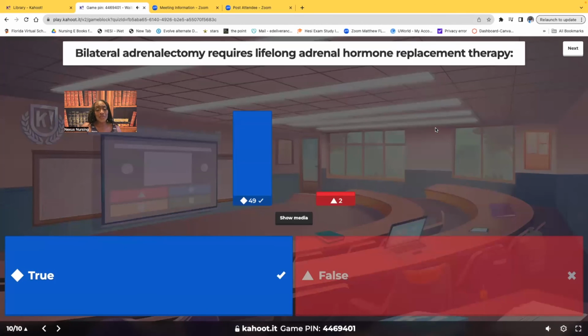Very good. True. If you have a bilateral adrenalectomy, both of your adrenal glands have been removed. How are you going to get your adrenal hormones? They've been removed. You're going to have to get an exogenous source. You're going to have to get an outside source, or you're not going to survive very long, right? So a patient who's had both of the adrenal glands removed is going to need those adrenal hormone replacement medications for the rest of their life.